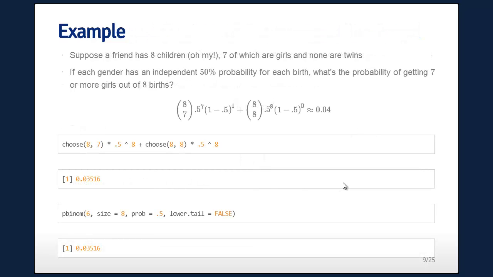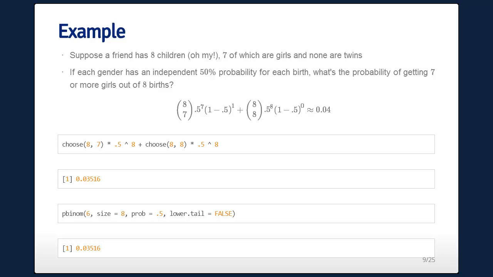Okay, here's a kind of silly example. Suppose that a friend has 8 children, 7 of which are girls, and let's forget about twins or any of the kind of obvious complexities that could occur out of a problem like this. So if each gender had an independent 50% probability at each birth, what's the probability of getting 7 or more girls out of 8 births?